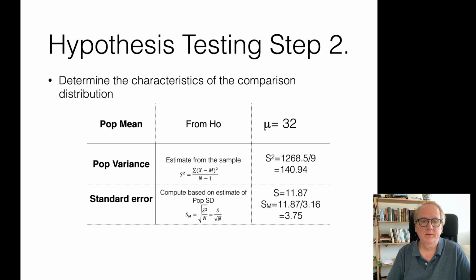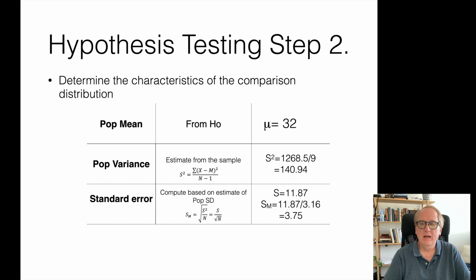Now keep in mind, for the variance or the standard error, I'm going to have to estimate those based again on my samples. So I'm going to estimate the population variance and therefore the population standard deviation. And so I get my estimate of the population variance, the S squared. I've already done that. It was 140.94. And then I need to take the square root of that to get my S, or 11.87.